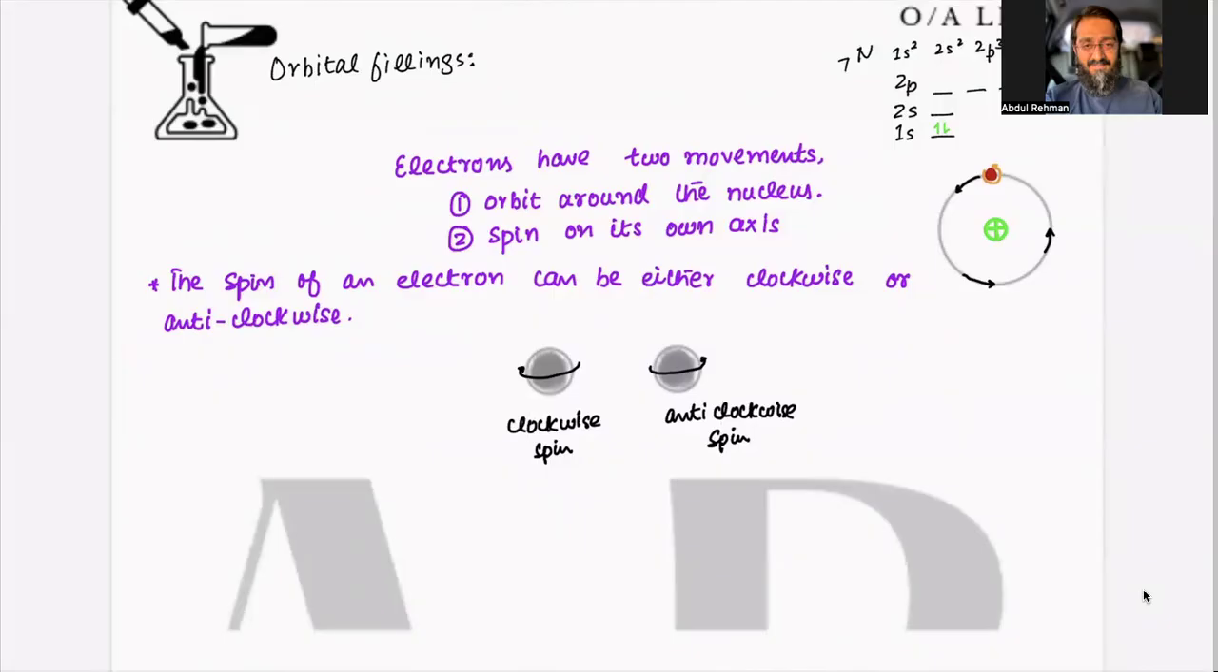So what happens is, they do have a negative charge, but their opposite spin actually minimizes the repulsion of the same charge. And that minimization of the repulsion makes them come closer and become a pair.